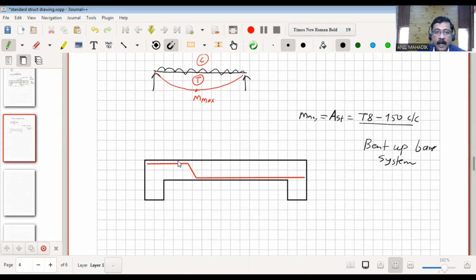So this red bent up bar will be T8 at 300 center to center. Then we will provide this also bent up bar. So there will be a bent up bar from this side.